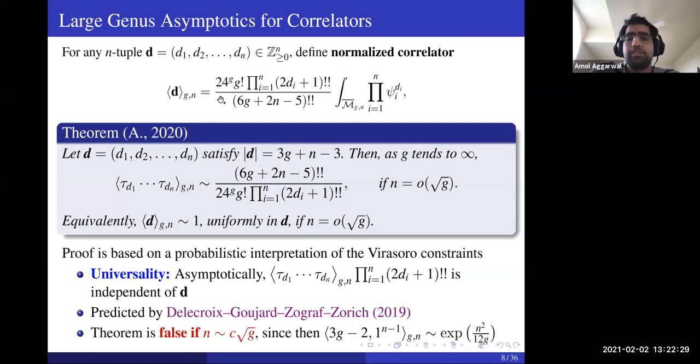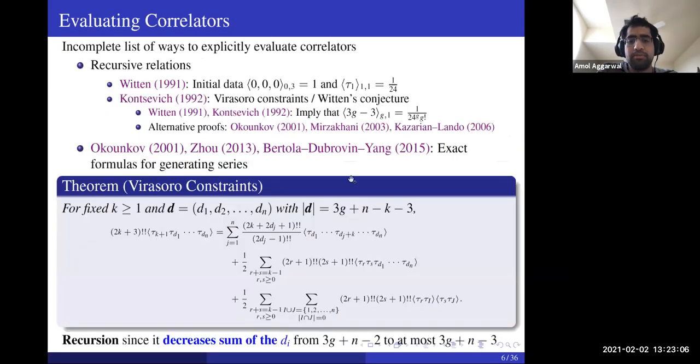Then as G tends to infinity, the original correlator will tend to the inverse of the thing I'm multiplying by, so this double factorial over 24 to the G times G factorial times a product of double factorials, as long as N, the number of marked points, is little o of root G. An equivalent way of saying this is that this normalized correlator is converging to one uniformly in D as long as N is little o of root G. Okay, I'll get to the proof later in the series, but it's going to be based on probabilistically interpreting these Virasoro constraints over here.